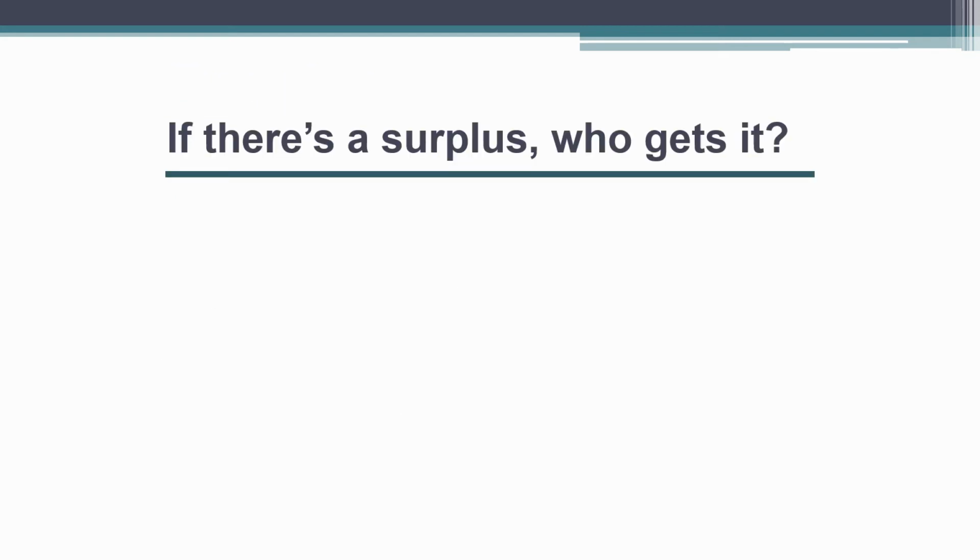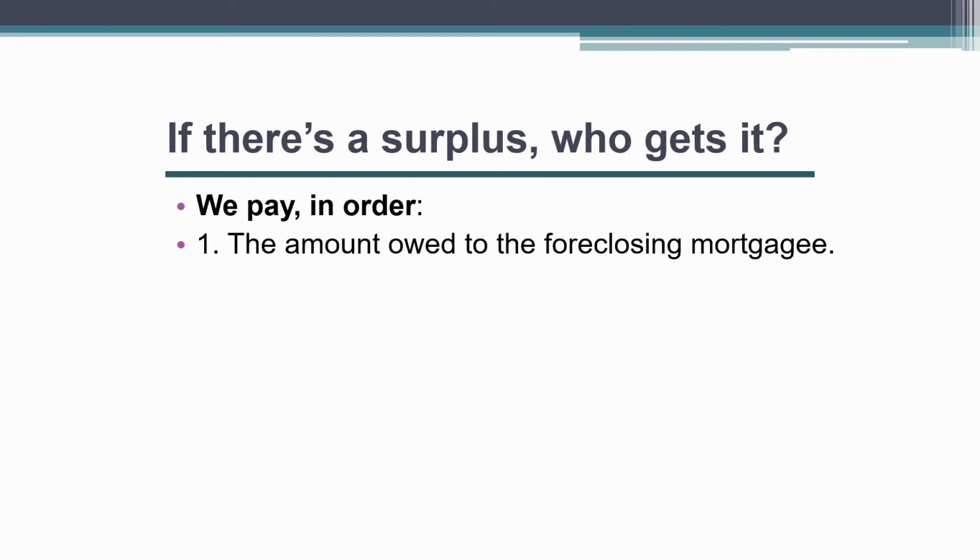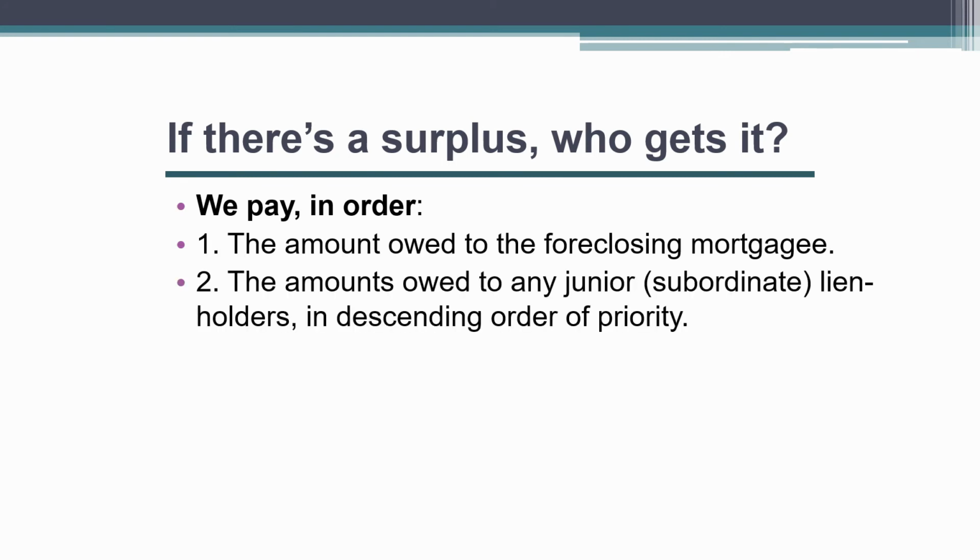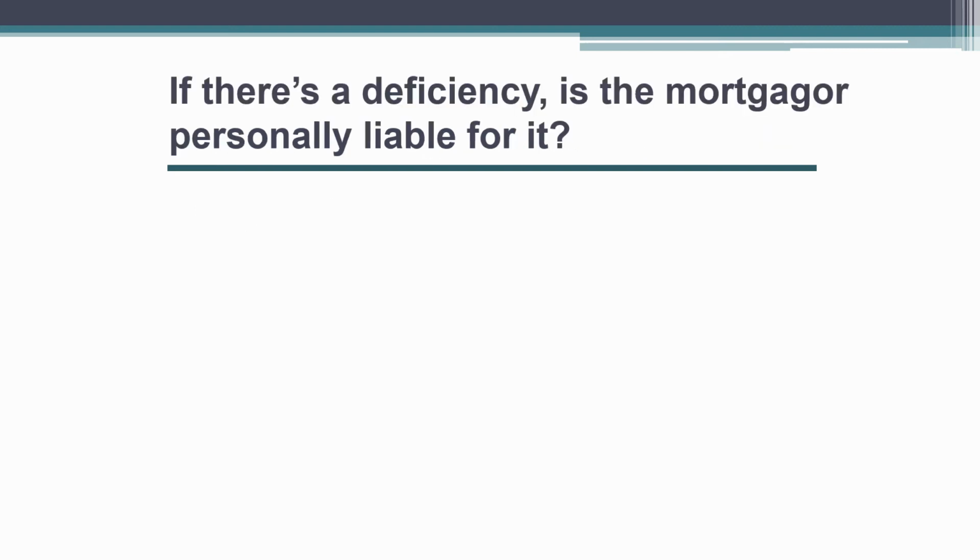If there is a foreclosure, who gets the proceeds? Well, we pay in order. First, the amount owing to the foreclosing mortgagee, then the amounts owed to any junior or subordinate mortgage or lien holders in the descending order of their priority. Then we pay the mortgagor or borrower the amount that is left over.